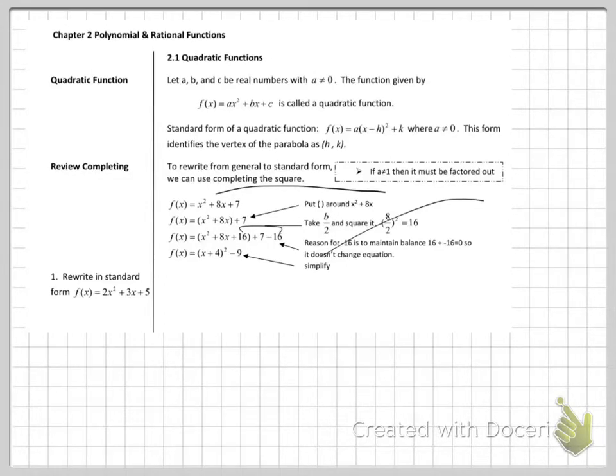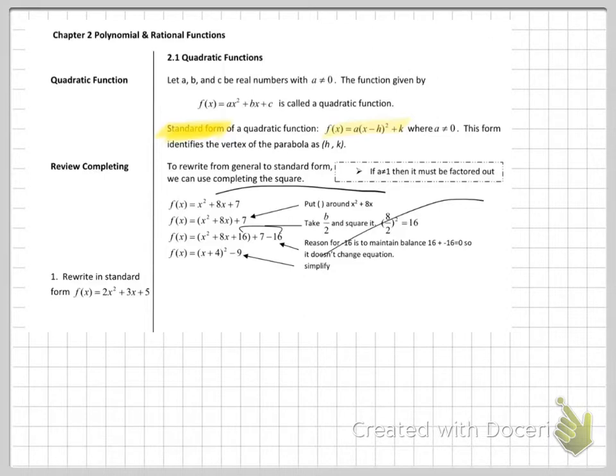Hi, we are going to review quadratic functions, 2.1 quadratic functions. At the top, quadratic function ax squared plus bx plus c. Remember, a can't equal 0, otherwise it's just a line. In our book, which might be different depending on where you came from, standard form of a quadratic is this form, a times x minus h squared plus k.